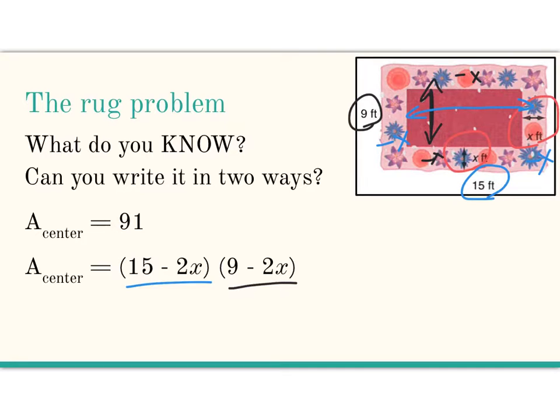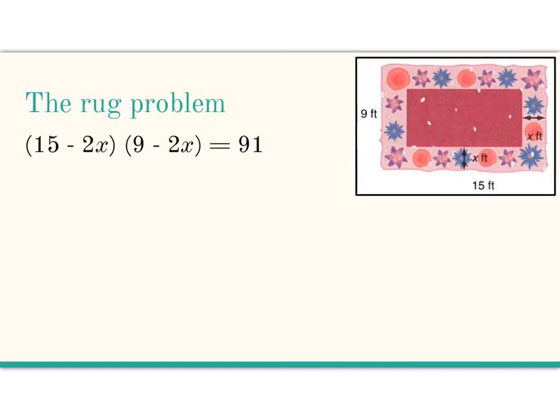And we can set those equal to each other. And so we will. We have 15 minus 2x in one set of parentheses, 9 minus 2x in the other set, equaling 91. There's some work to be done here. We need to get everything to one side of the equation because we are dealing with a quadratic. As soon as we multiply negative 2x times negative 2x, we'll have a term of 4x squared. And so we are well on our way to a quadratic.